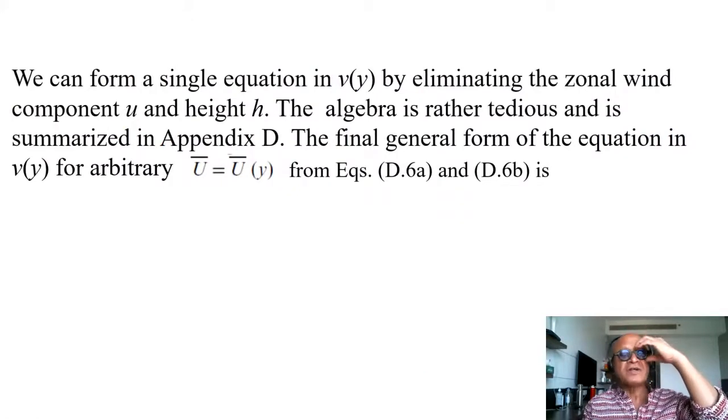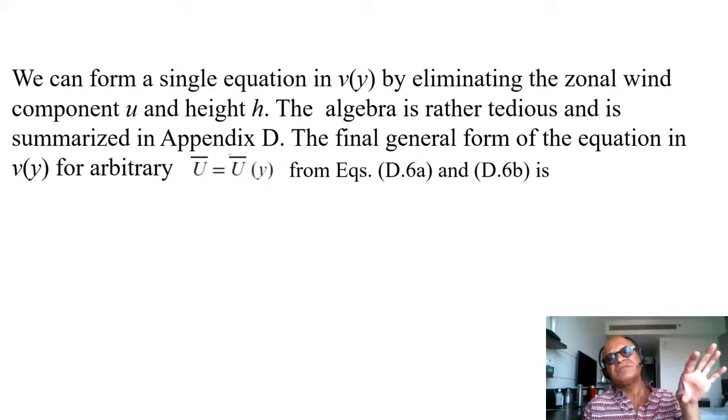So we can form now a single equation in v(y), the meridional direction, by eliminating the zonal wind component u and the height h. That's the goal. The algebra is rather tedious, as the book says, and is summarized in Appendix D. First of all, we are running through the equations so that when we come to the physics, we don't have to worry about the derivations of the equations. We get that out of the way.